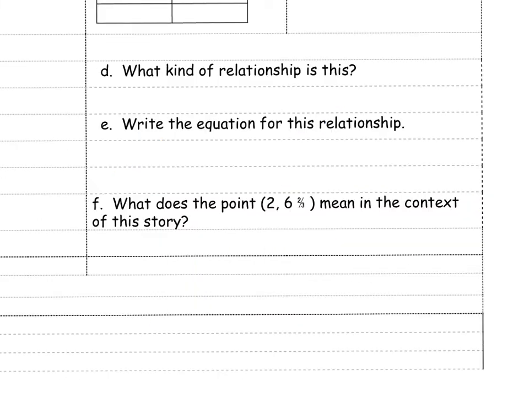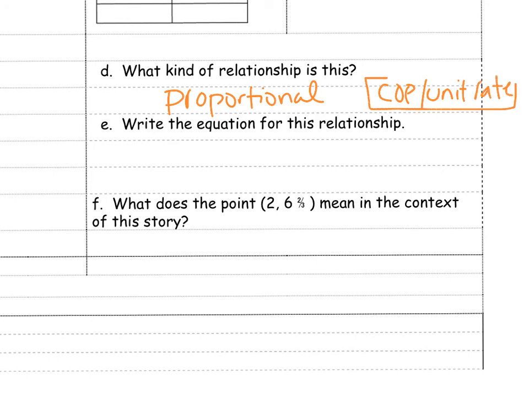So using that graph, it asks, what kind of relationship is this? Well, it's a proportional relationship. And it's because it has a constant of proportionality or a unit rate. We figured that out first, and because we used that to build my table, it's definitely going to be proportional. Part E asks for that equation, so remember y equals kx, but k is going to be my unit rate. So it's y equals 3 1/3 x.